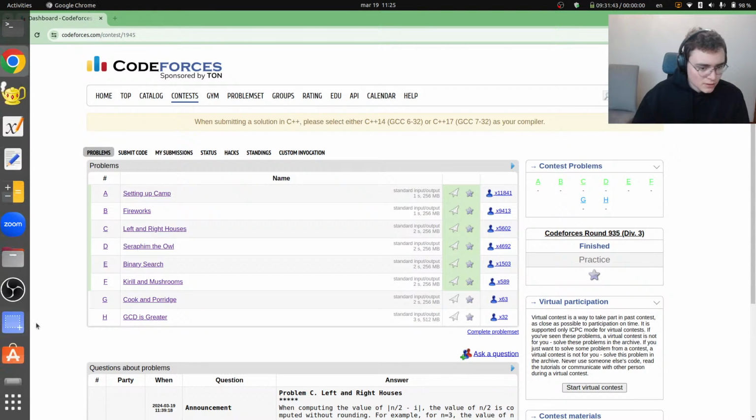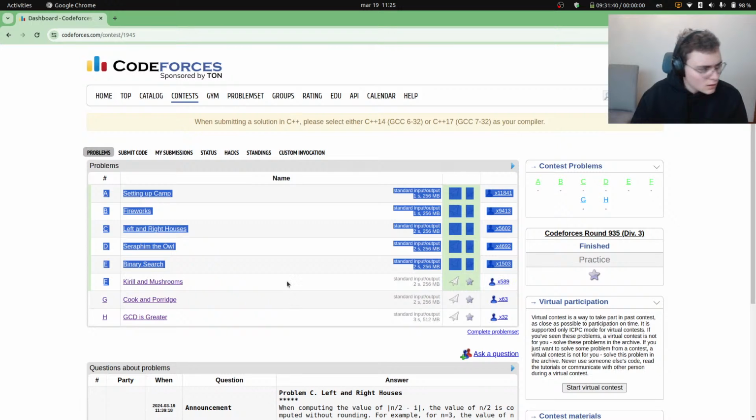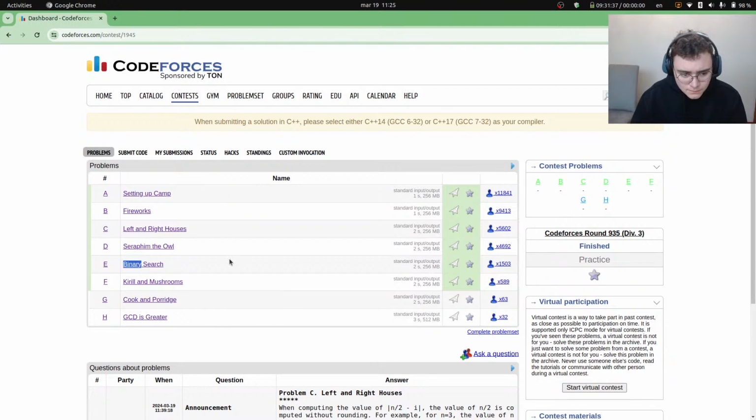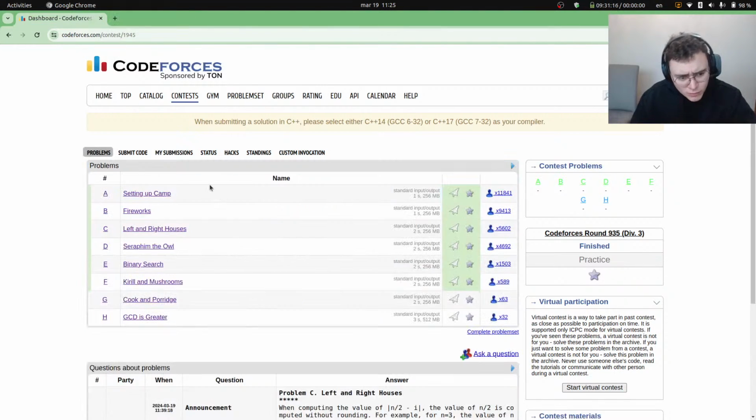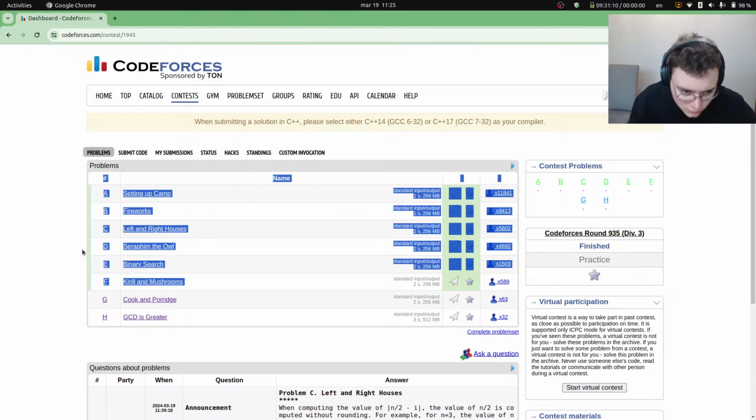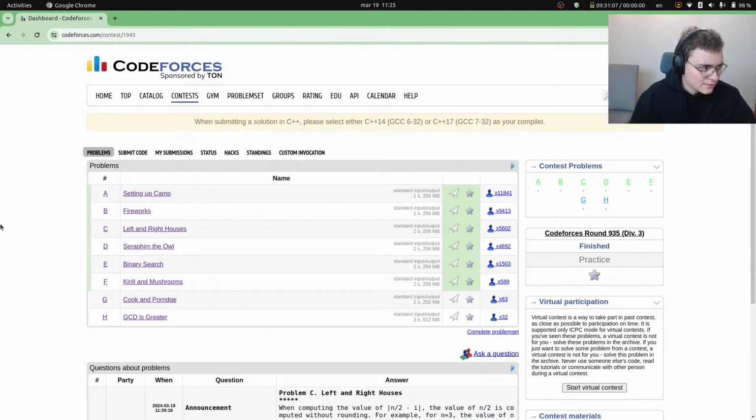Today we will be talking about solutions to problems A to F from today's contest. The first three problems were mostly about implementation, so we will show implementation for the first three problems, because those were beginner problems, and for the other problems we'll just talk about ideas.